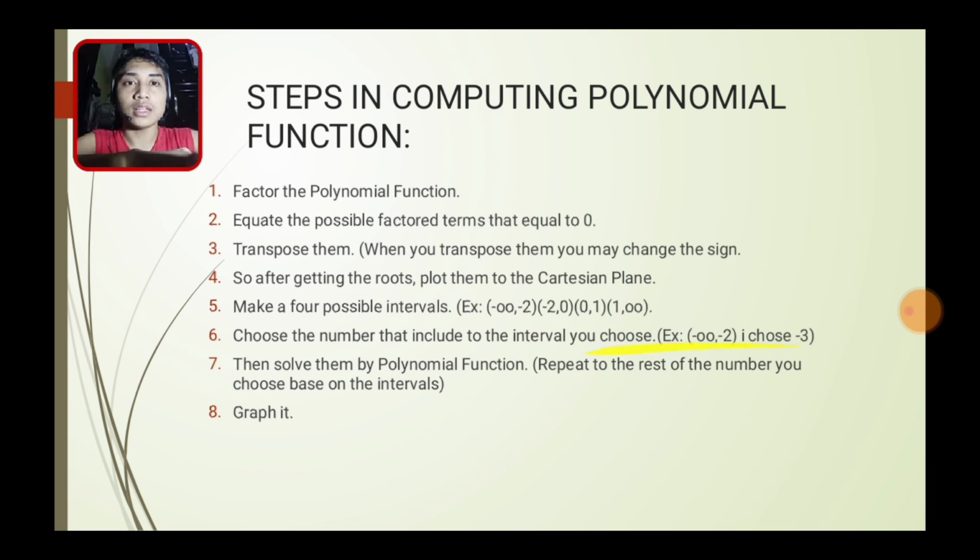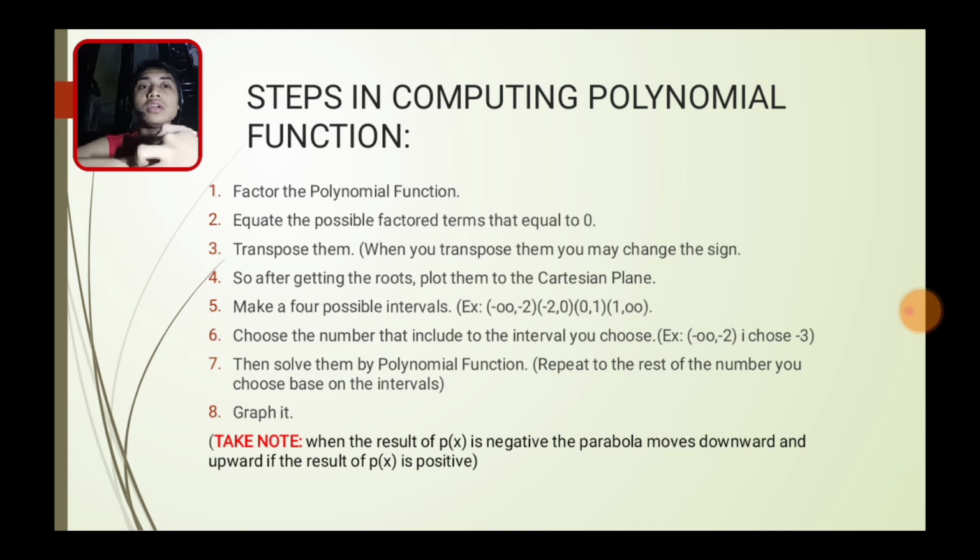Then graph it. So, we take note, no? When the result of the function is negative, the parabola moves downward. Halimbawa, kung sa una is negative ang sagot, so magsisimula kayo sa baba. Dito, halimbawa, sa baba kayo magsisimula, then ang sumunod ay, halimbawa, positive, negative, positive. Ganon lang yun. So, next, and upward if the result of the function is positive. So, yun nga, kasasabi ko lang.